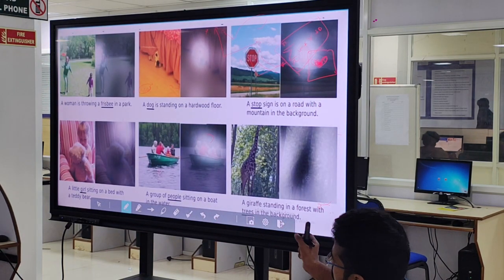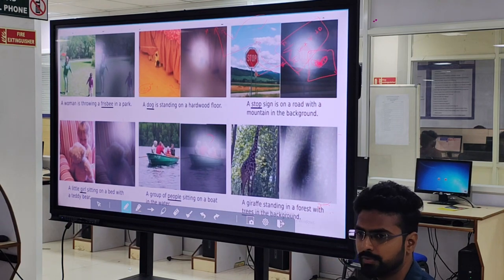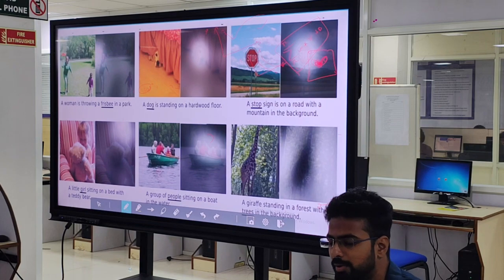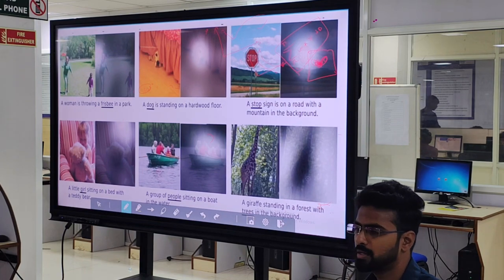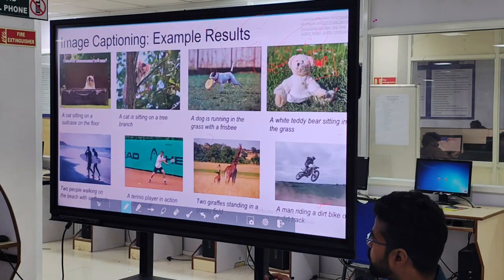So these are the overall results. Like, everyone is throwing a frisbee in the park. Our dog is standing on the hardwood floors. This is a missing value prediction, and we'll do the same thing in transformers and everything. Okay, so why am I showing this? Actually, this part is not required for you.